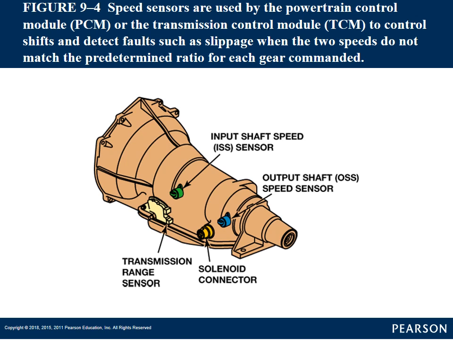And then our transmission range sensor. The vast majority of those are bolted to the transmission around the manual shift valve, or the shift lever for the manual valve. In other words, it monitors where you put the gear selector.